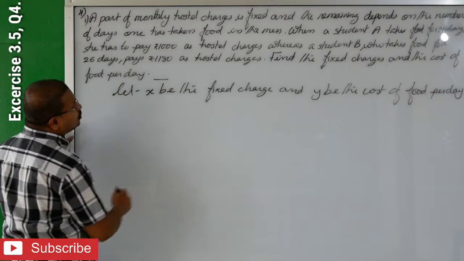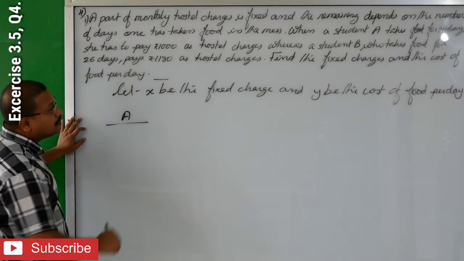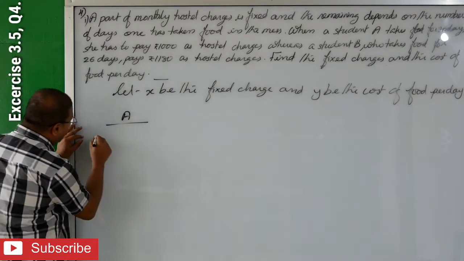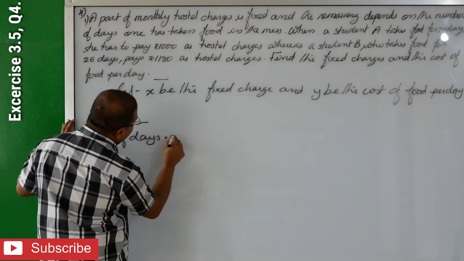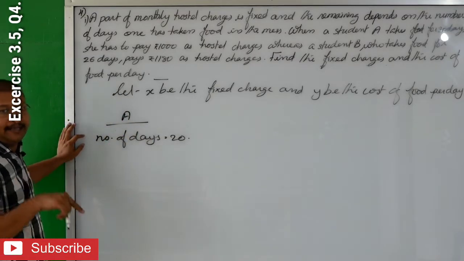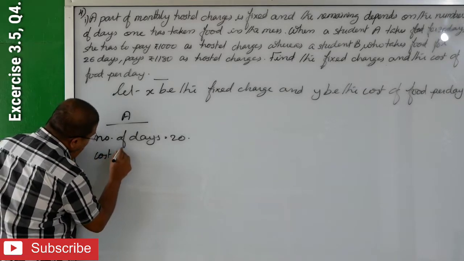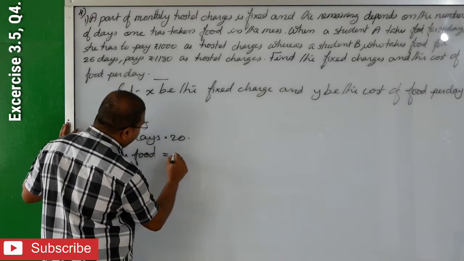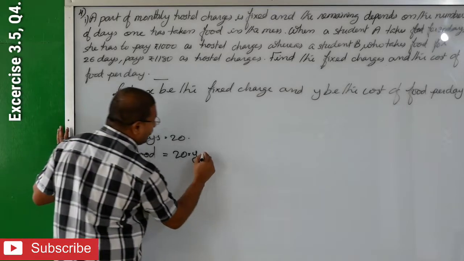Now see here, there are two students, one is A and the other one is B. Let us see A, how many days they took? A takes food for 20 days, isn't it? So number of days for A equals 20. That means the cost for food per day, what will happen? Cost for food equals 20 into Y. Ready? That means 20Y.